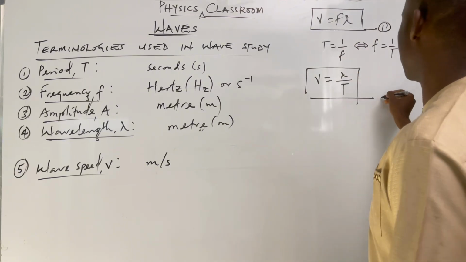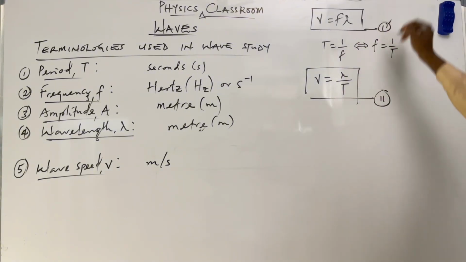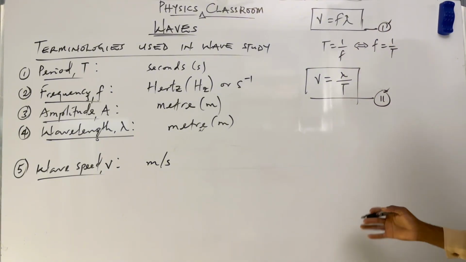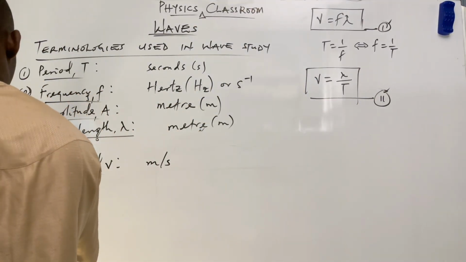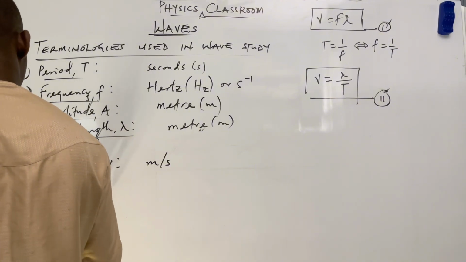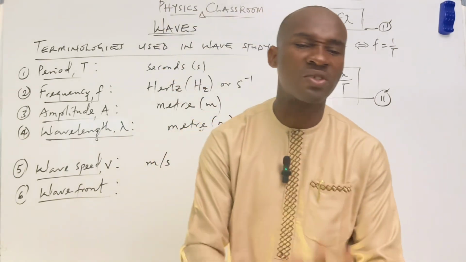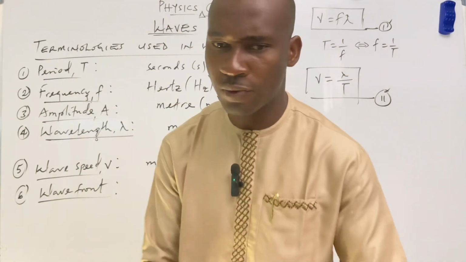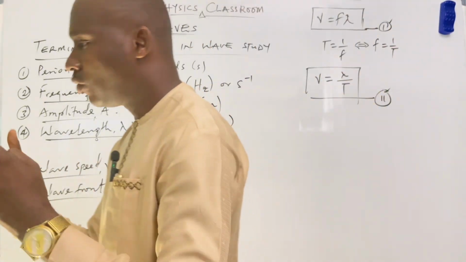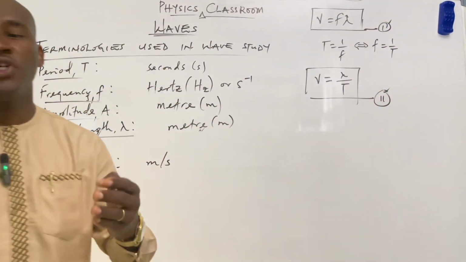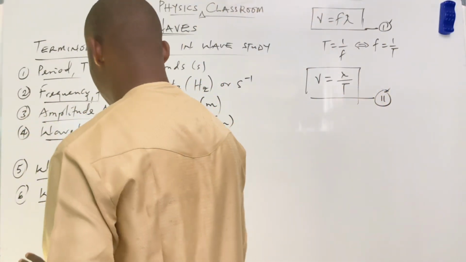This could be 1 and this could be 2. Very soon, we'll be applying either of these two to solve some questions. So take note of this. The last term is what we call wave fronts. Wave front. How can we define wave front? Wave front is a common circle in which the particles of the wave are seen to be in phase.